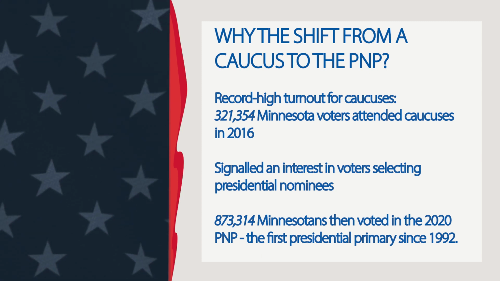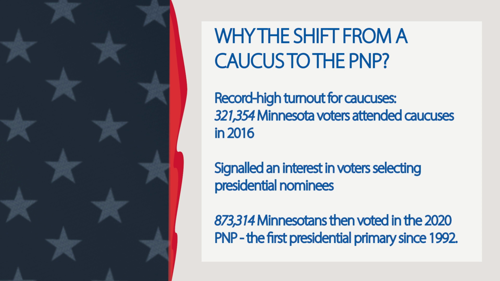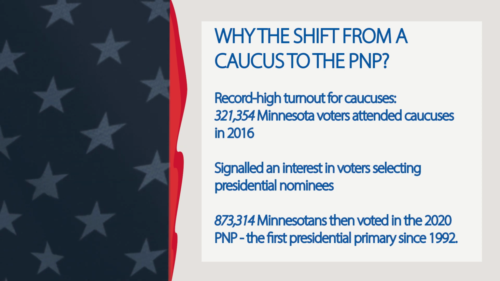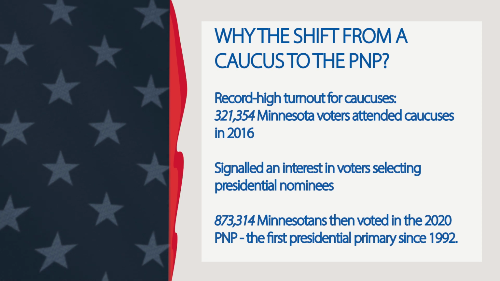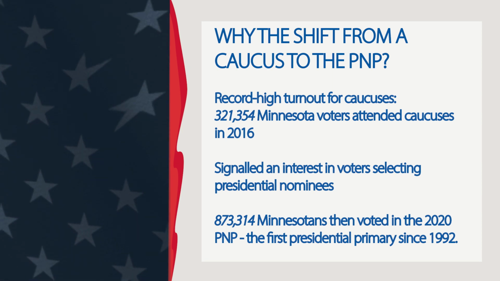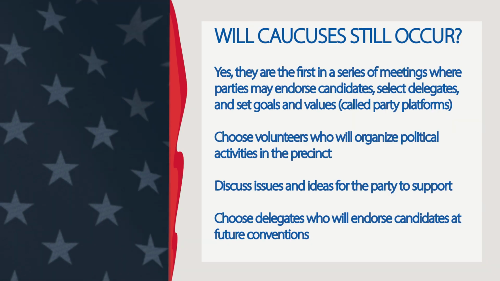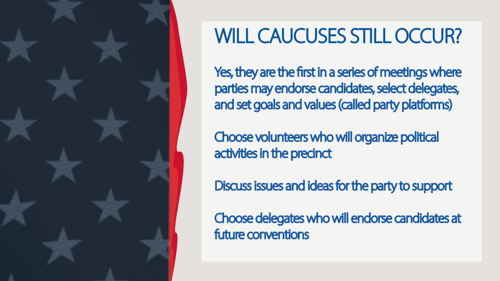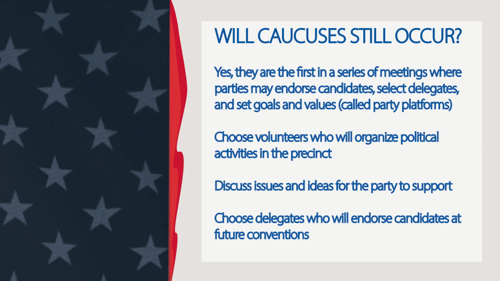And while this signaled increasingly high voter turnout to select presidential nominees, when the first presidential nomination primary in nearly 30 years was held in March 2020, over 873,000 Minnesotans voted. Partisan caucuses will still be held 1 week before the PNP on Tuesday, February 27th. Voters can contact the parties for results of the caucuses.